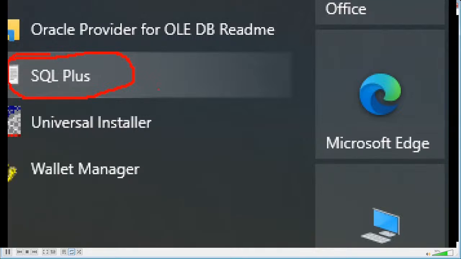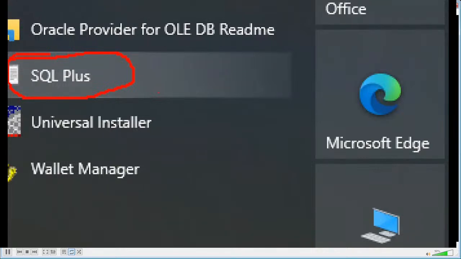What is this tool? What is that server? How will it be connected? What is the username? What is the password? SQL Plus is a default tool. Again, SQL Developer is a tool, and that is a GUI tool. If you install that tool also, that's not a problem.